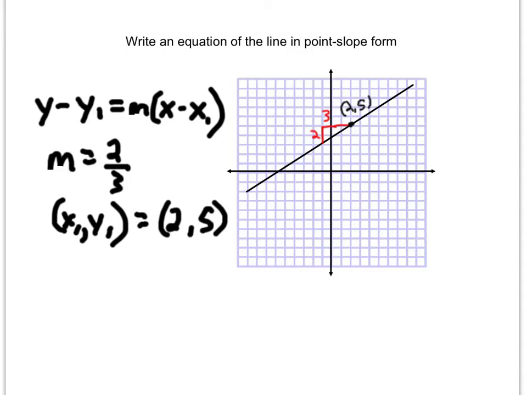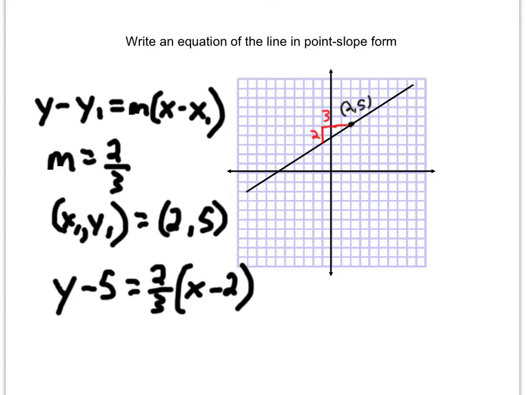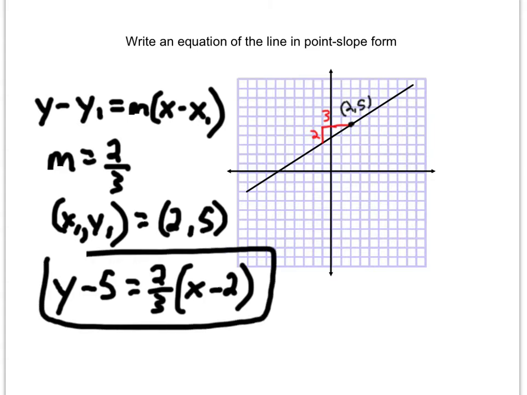Now I'm just going to plug these numbers into the formula. Again, I never plug in for y. So I have y minus my y1 is my y value of the point, 5, equals my m, which is my slope, 2/3, times, again, we never put x in because x can always change, minus my x1 value, which in this case is 2. So here's the equation of my line in point-slope form.